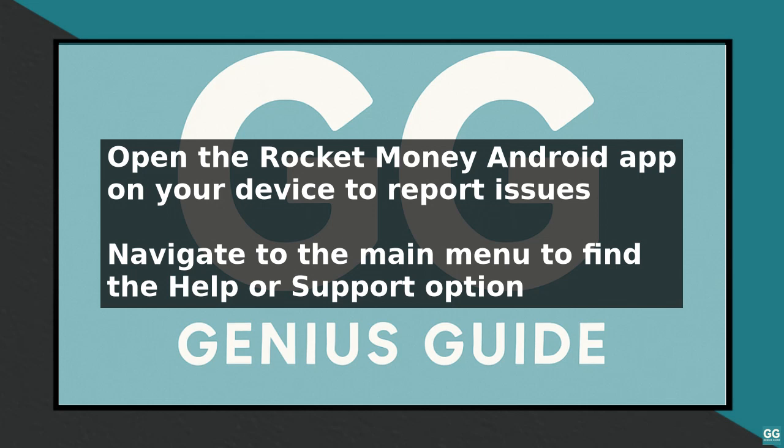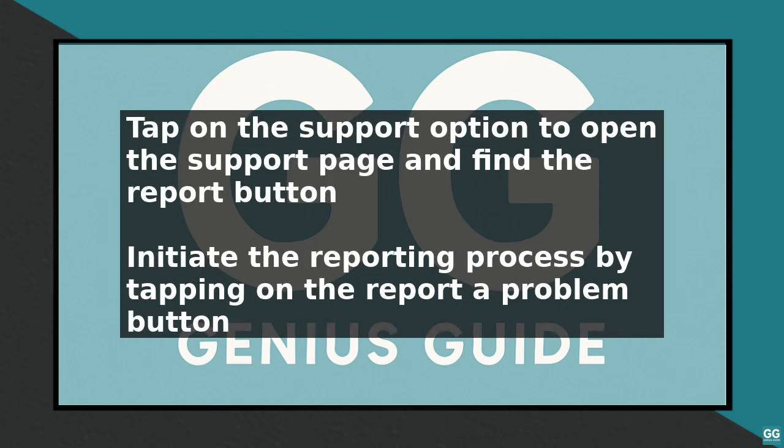If you cannot find the support option, you can also try looking for a Settings or About section where you might find a way to report issues. Once you have found the support option, tap on it to open the support page. Here, you can usually find a button or link to report a problem or send feedback. Tap on this button to initiate the reporting process.